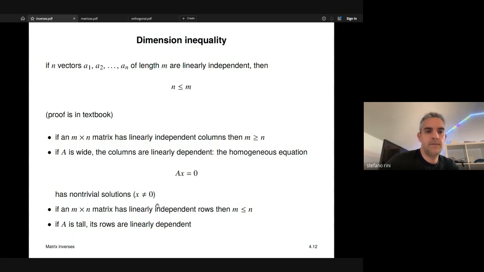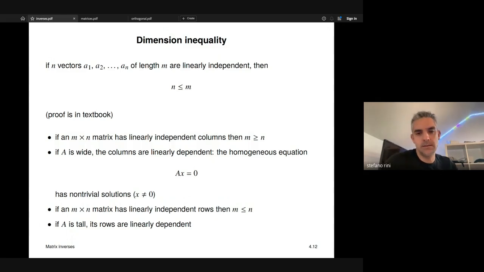If an m times n matrix has linearly independent columns, then m must be greater than or equal to n. Which means that if A is wide, then the columns are linearly dependent, meaning that the homogeneous equation AX equal to 0 has a non-trivial solution. Again, the trivial solution would be the vector of all zeros. So if the matrix is wide, then we can find a solution AX which sets everything to 0. If an m times n matrix has linearly independent rows, then m must be less than or equal to n. If A is tall, its rows are linearly dependent.